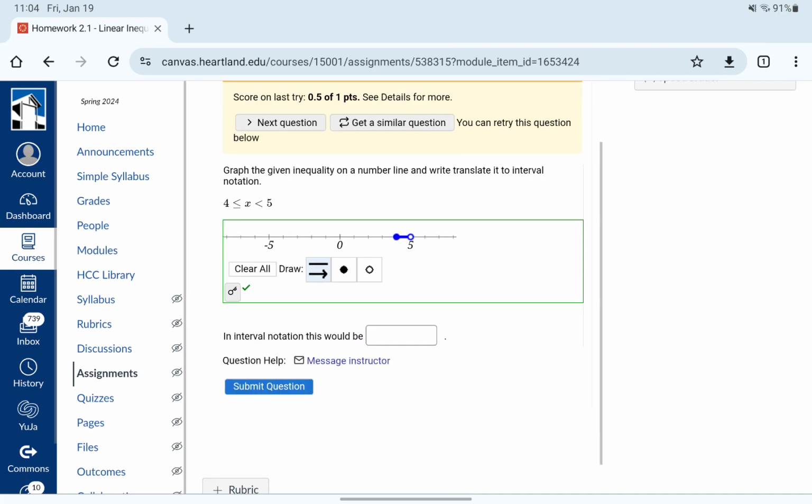Then we can check to see that we're right, and again we might get a yellow check if we use the wrong type of circle at either end of our interval.